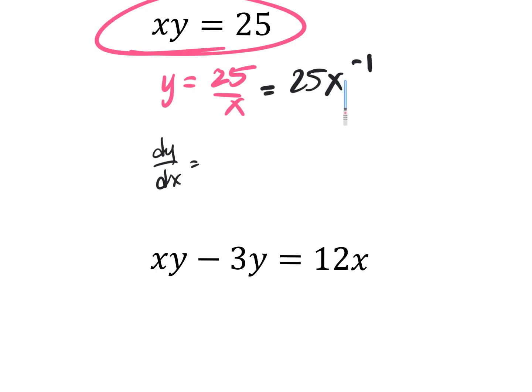Instead of low d high minus high d low over low low, what would this derivative be? Negative 25x to the negative second. We're done. As opposed to low d high minus high d low all over low low, we're going to get the same answer. So when we can rewrite it, I do suggest it.